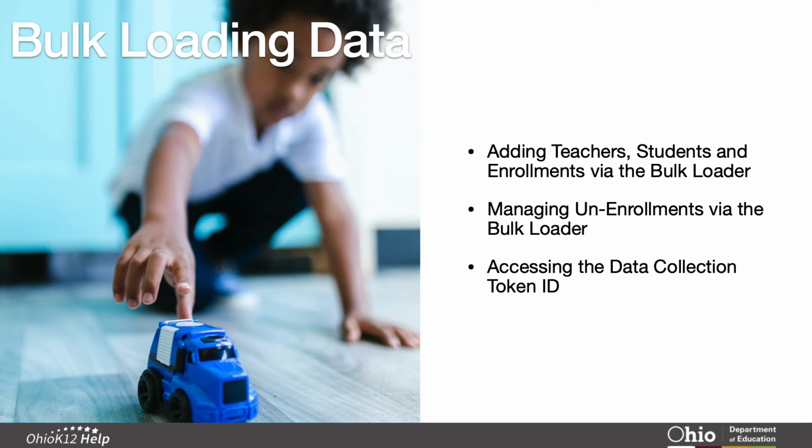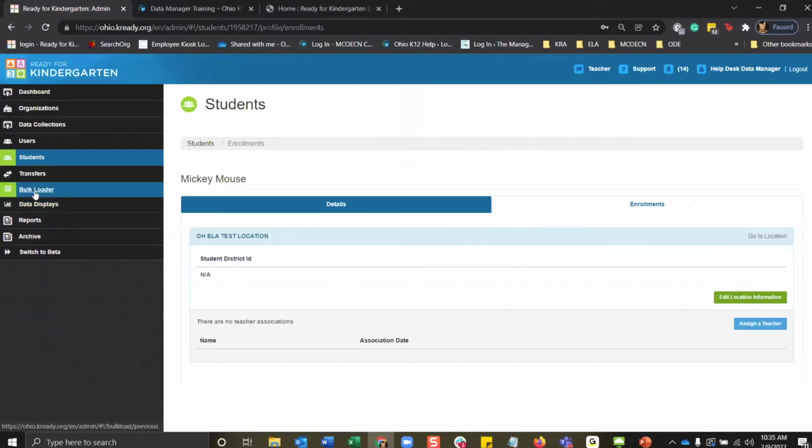We are going to be using now the bulk loader, and we're going to add teachers and students in the enrollment file through the bulk loader. I will also show you how to use the unenrollment feature and doing that through the bulk loader, as well as, well, we have actually already gone through accessing that data collection ID token. The left-hand side, we're going to select bulk loader.